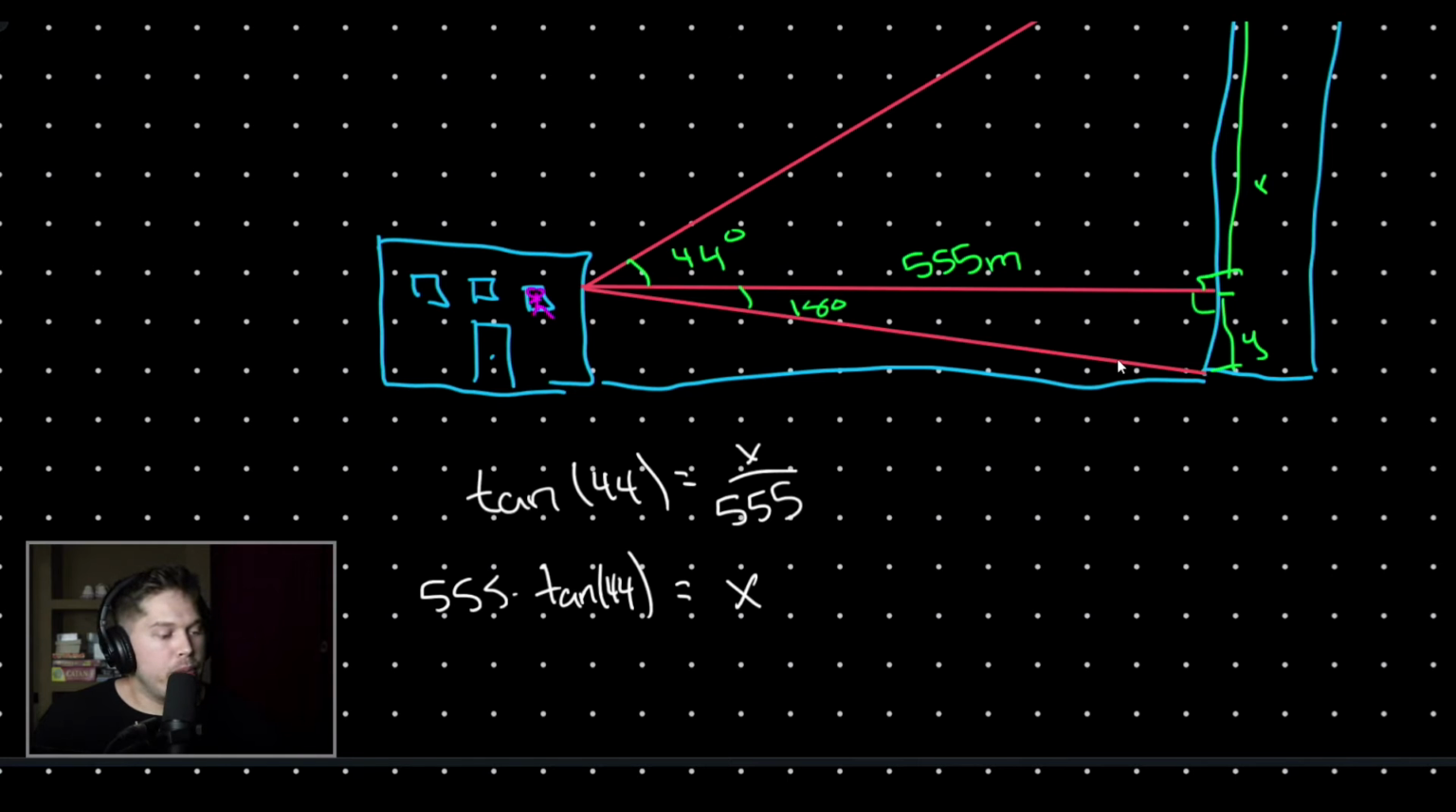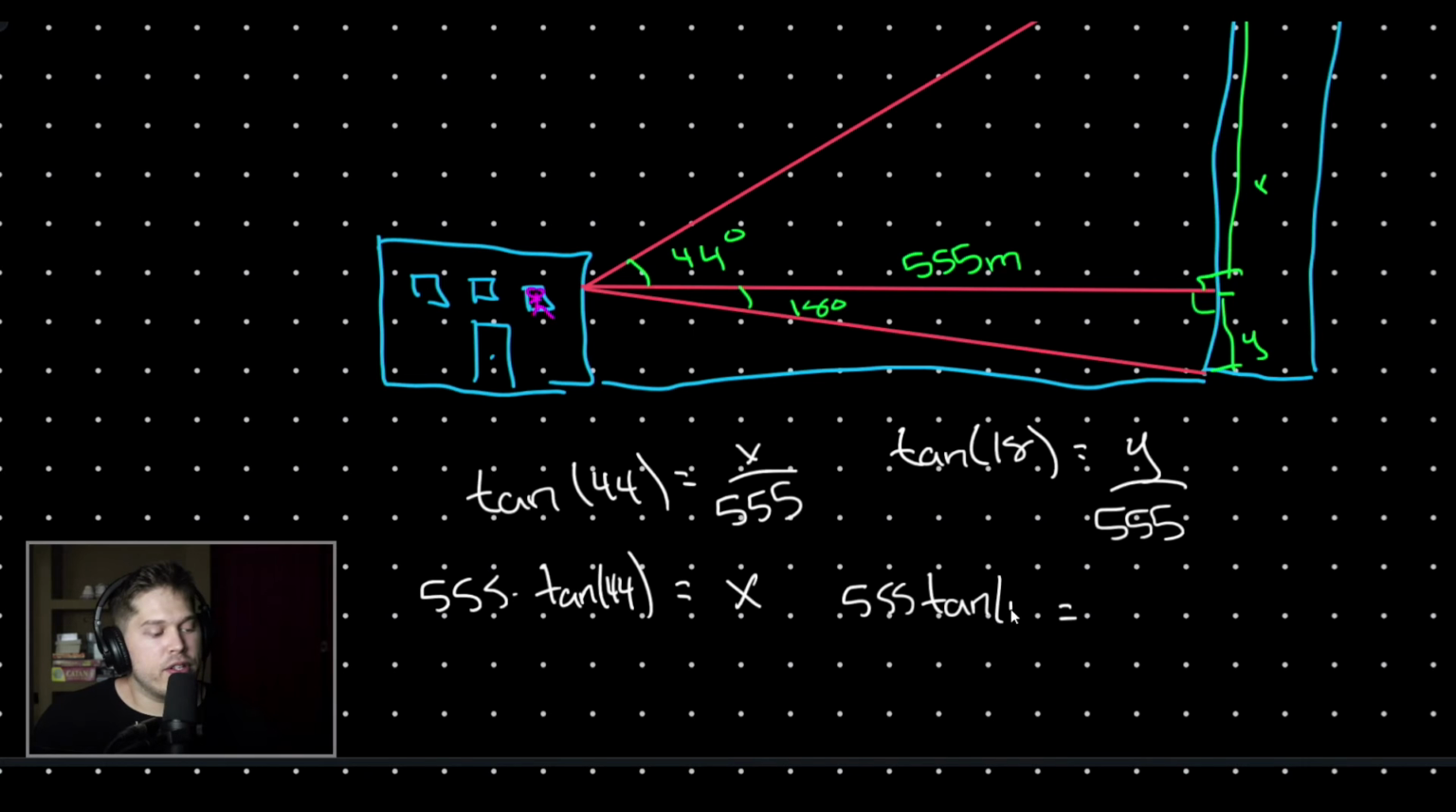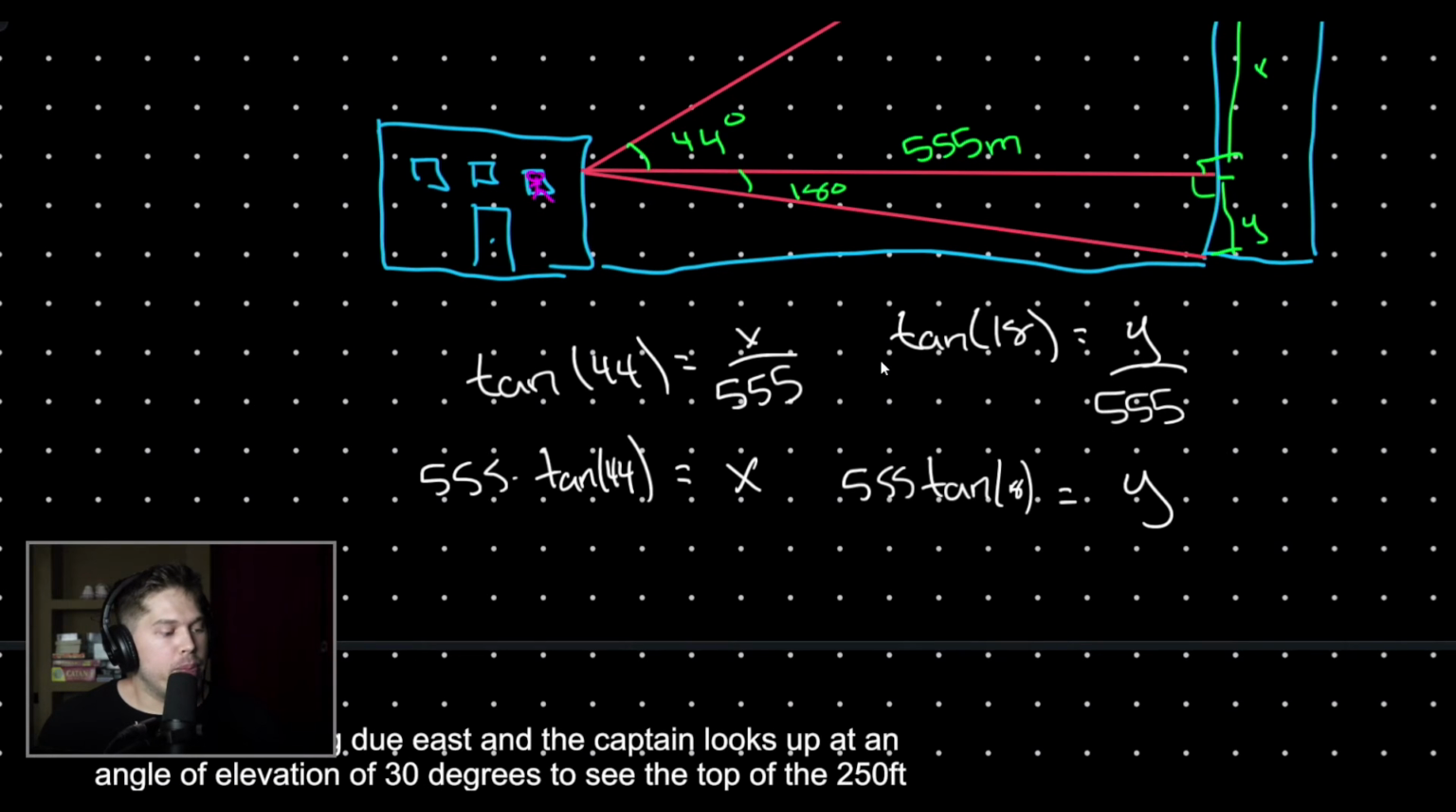Then to solve for the bottom height of our tower, it will be the exact same process, just using this separate triangle, where the tangent of 18 degrees is going to be equal to the bottom portion, y, over 555. Opposite over adjacent. Then to solve for y, we multiply 555 on both sides to get 555 times tangent of 18 is equal to y. Now we can plug both of these into our calculator, add them together, and get our answer.